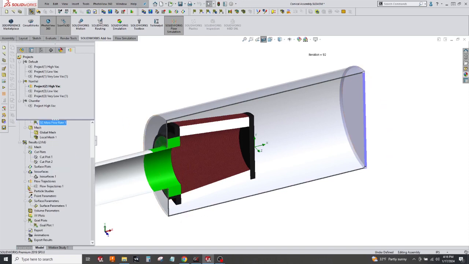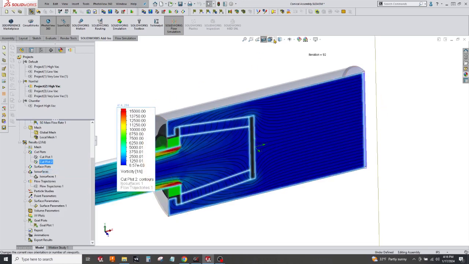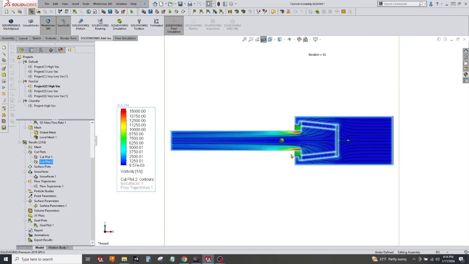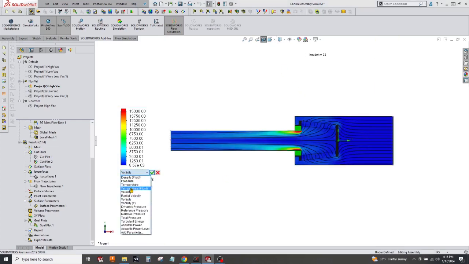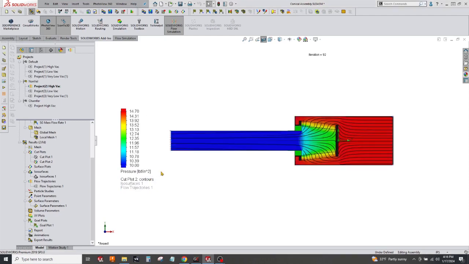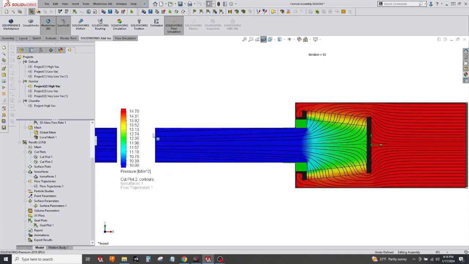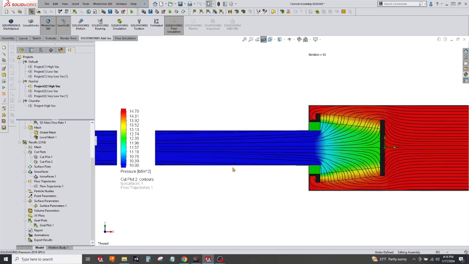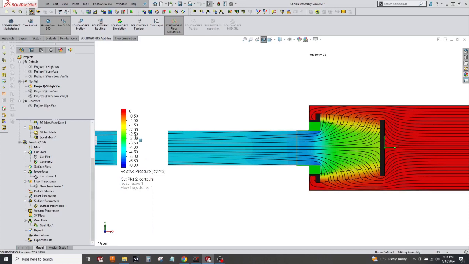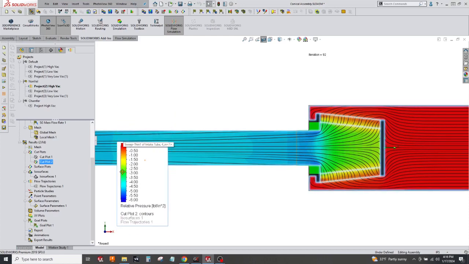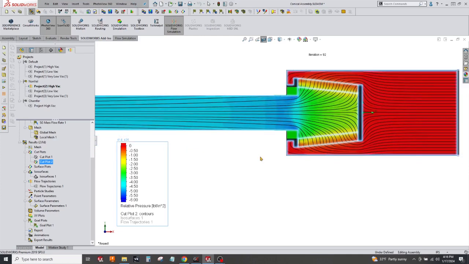I'm going to go ahead and open this guy up. And let's take a look at this first section here. All right, so let's start off by looking at pressure so we can get an idea of the actual pressure differential we're working with. I'm going to go ahead and change this. I have it at static pressure right now. Let's go ahead and look at relative pressure. That'll be a little bit easier to understand in terms of what you're actually experiencing.